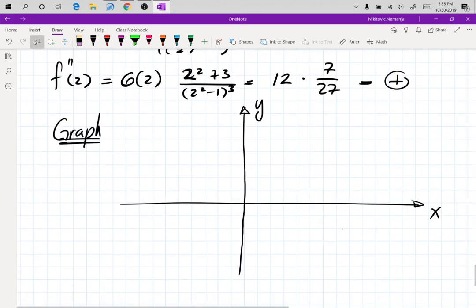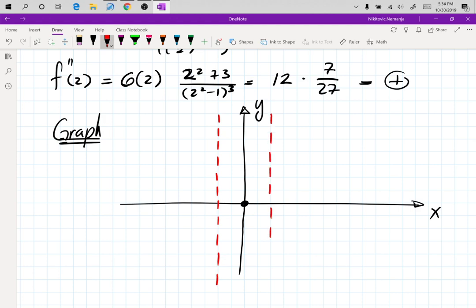So here is my 0, 0, x and y intercept. I have my vertical asymptote at -1 and another vertical asymptote at 1. So that's my -1 and 1. There is a horizontal asymptote on the x-axis.